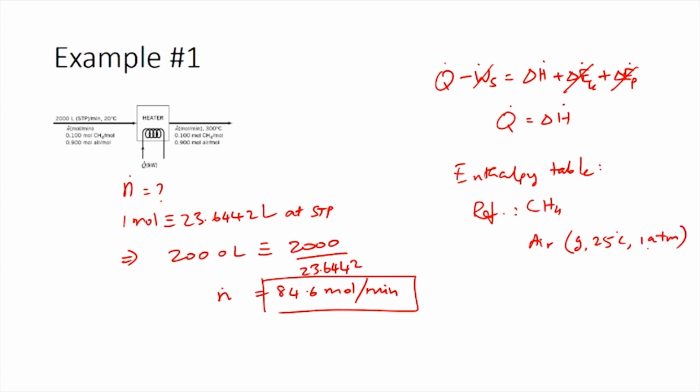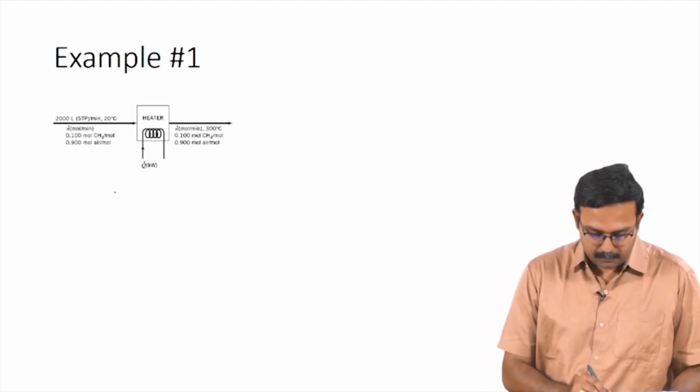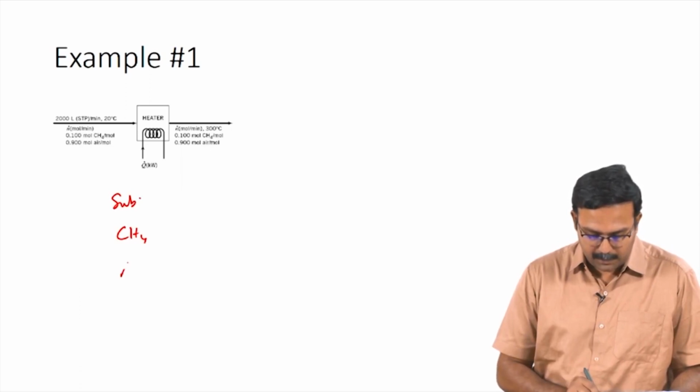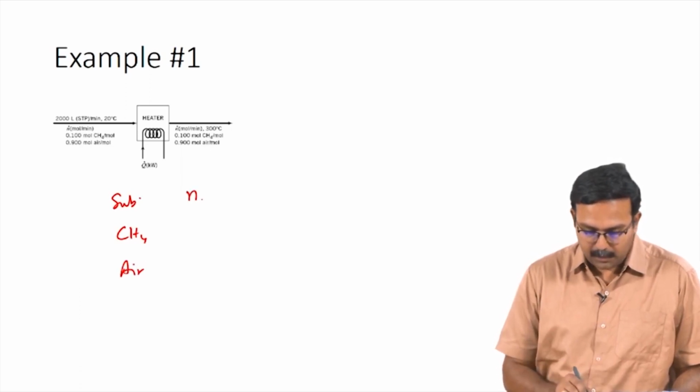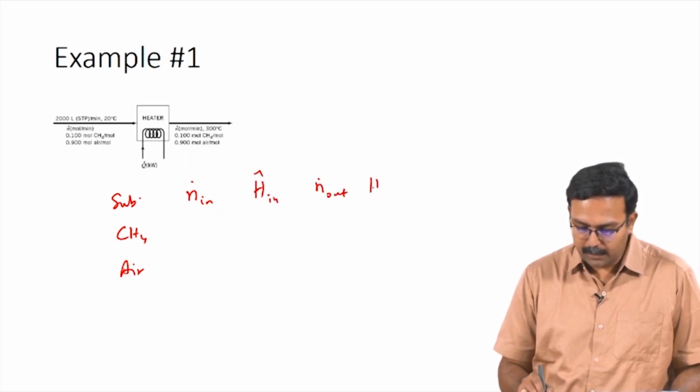So, we would have to use either the inlet or the outlet condition as the reference state. In our case we can use the inlet condition, which is 20 degrees Celsius, as the reference state. So, gas at 20 degrees Celsius and 1 atmosphere would be the reference state for methane. Now that we have the reference states for methane and air, we can go ahead and build the enthalpy table. We have substances, methane and air, and the enthalpy table would have N dot in, H cap in, N dot out and H cap out.